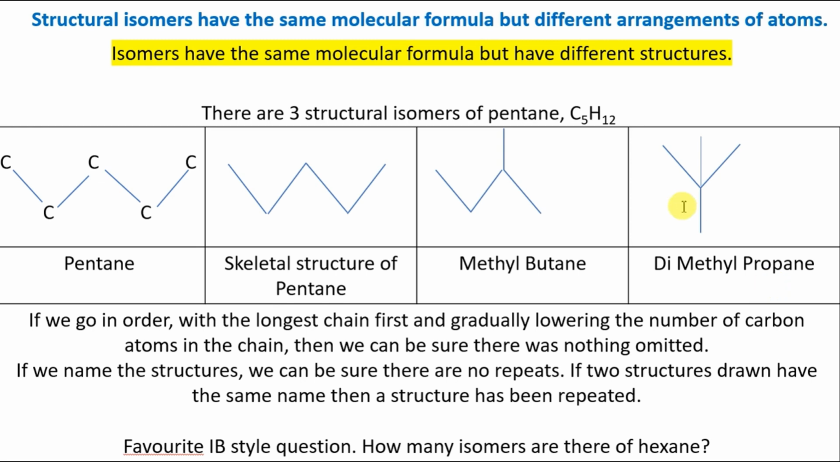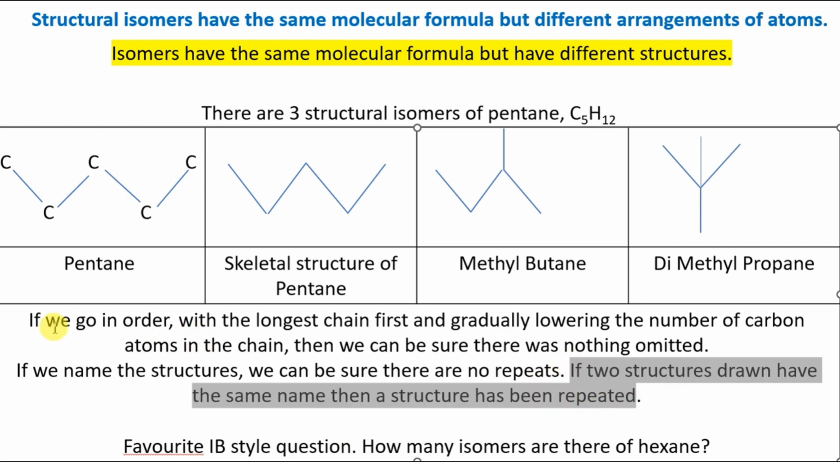3 carbons in a straight chain, propane. I've got 2 more carbons to place, dimethylpropane. If we go in order, with the longest chain first, and gradually lowering the number of carbon atoms in the chain, then we can be sure nothing was omitted. And if we name the structures, we can be sure that there are no repeats. If 2 structures drawn have the same name, then a structure has been repeated.